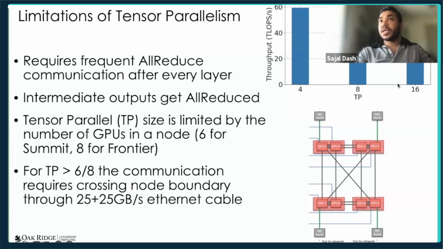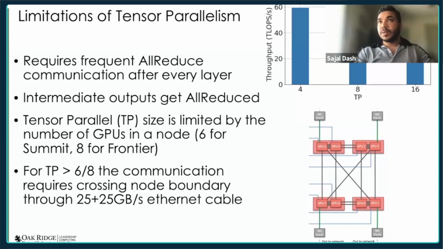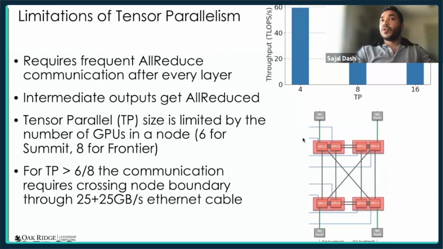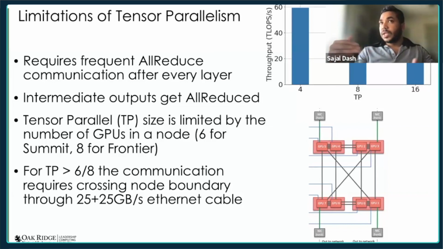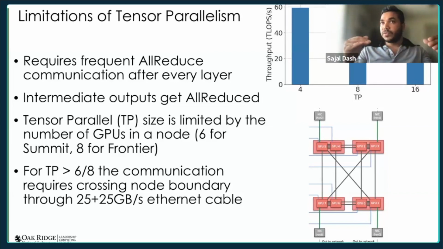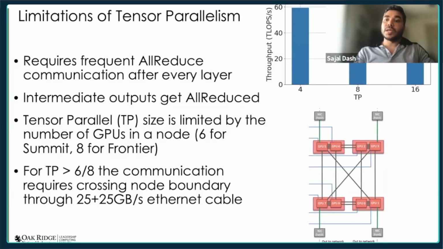But whenever you have to cross the node boundary, 16 GPUs means 2 nodes. So now 2 nodes are hosting different parts of the same model, and they have to communicate through the Ethernet cable. That's why the throughput falls much faster. So you don't want to use tensor parallelism beyond 8, or whatever cluster you are using, you have to look at the number of GPUs within that node. If you see that the number is 6, 8, or whatever, you don't want to cross that number.